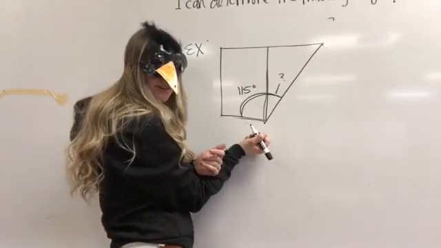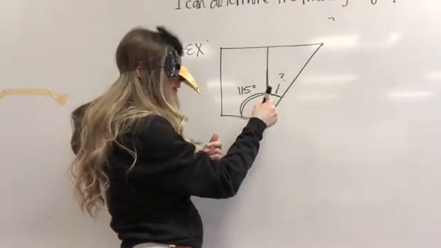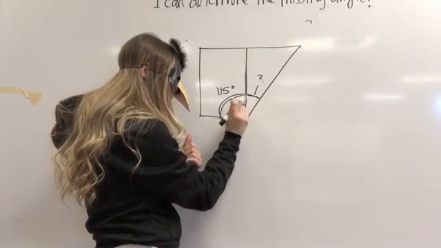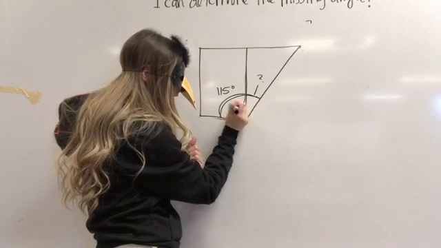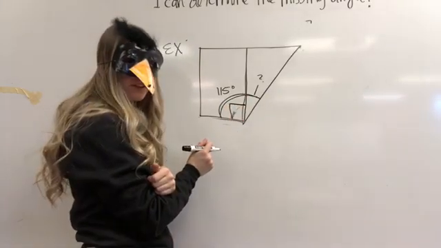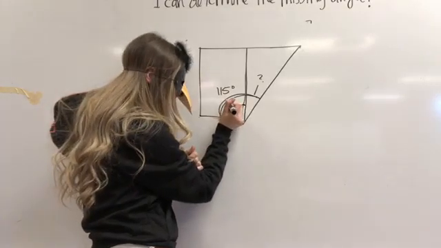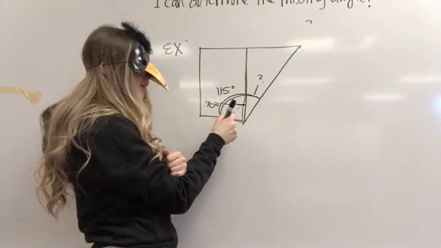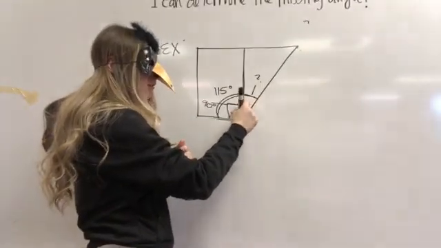Okay, so we're looking at this problem. How can we figure out this one? Well, what do we know? They didn't tell us anything about this angle, but what do we know about angles that have a perfect right angle? Anytime it's a right angle, it's 90 degrees. So we know that this one is 90 degrees, and we don't know this one.